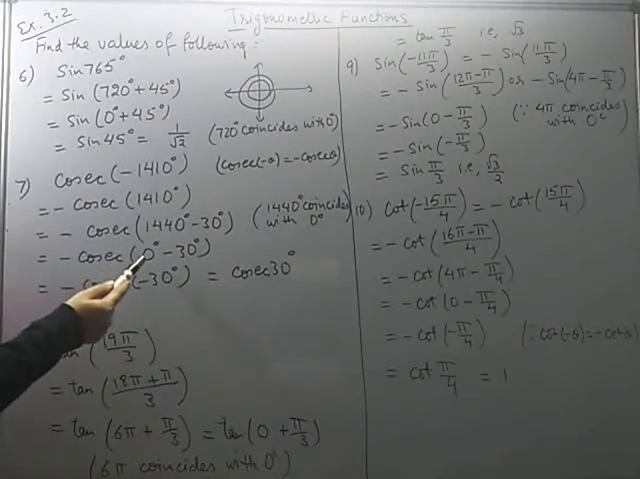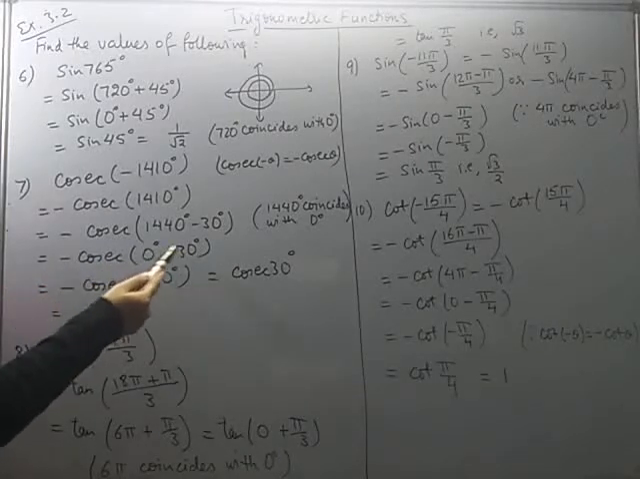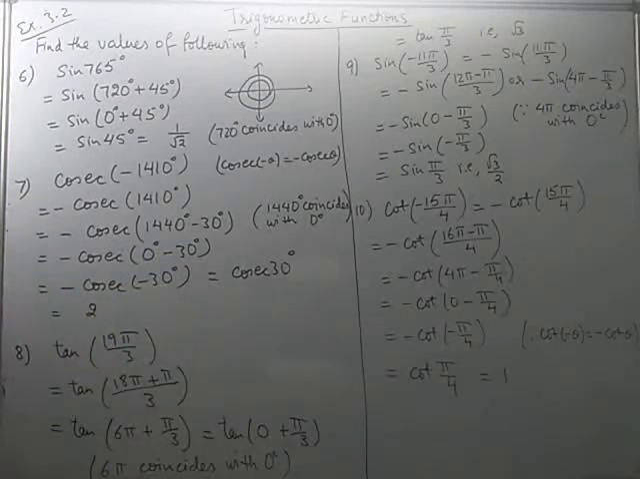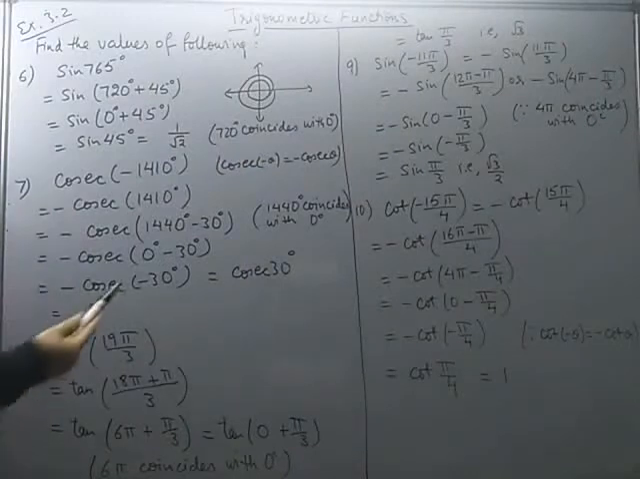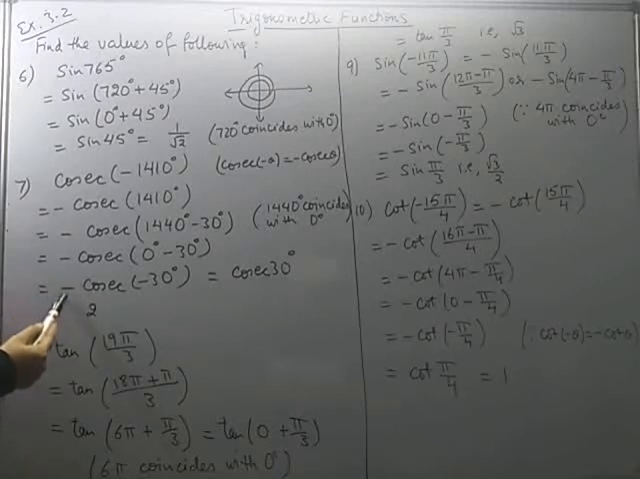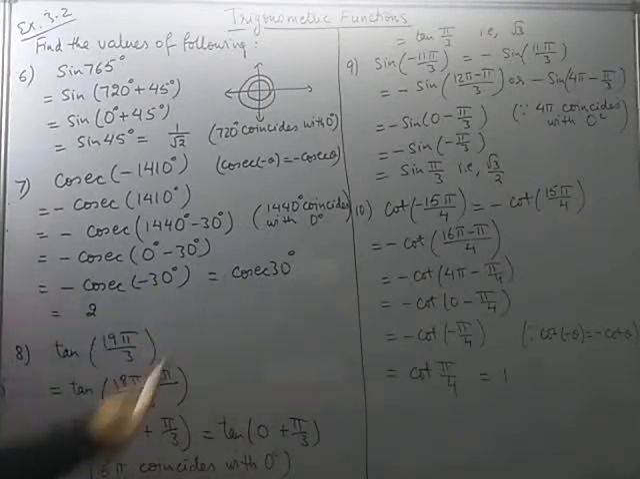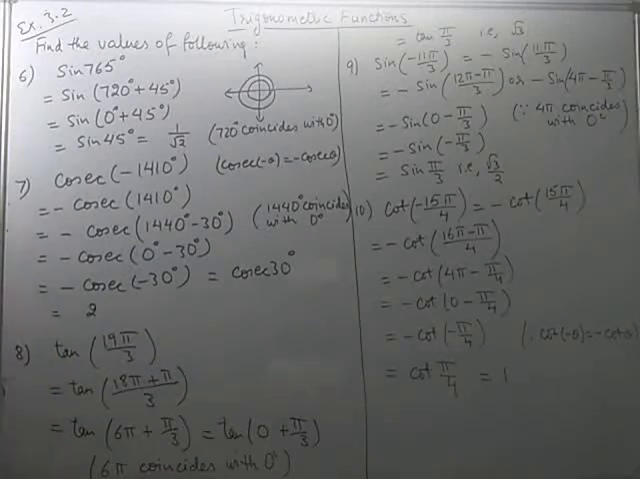Minus cosec of 0 degrees minus 30 degrees. Now 0 minus 30 will be minus 30 only. Again use cosec minus theta is minus cosec theta. So this minus sign can be taken out. Already you are having a negative sign here. So minus of minus cosec 30 becomes cosec 30 degrees, which will come out to be 2. Sin 30 degrees is 1 by 2. So cosec 30 degrees is 2.